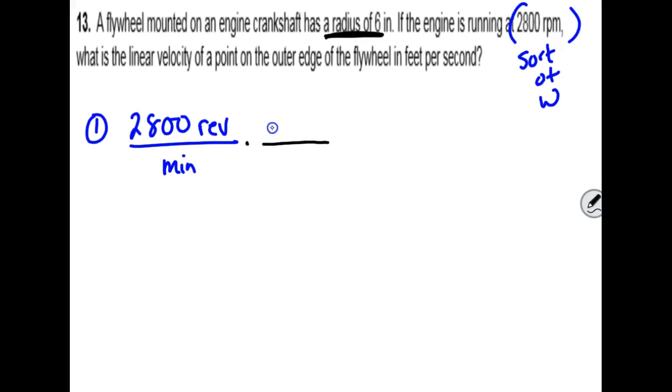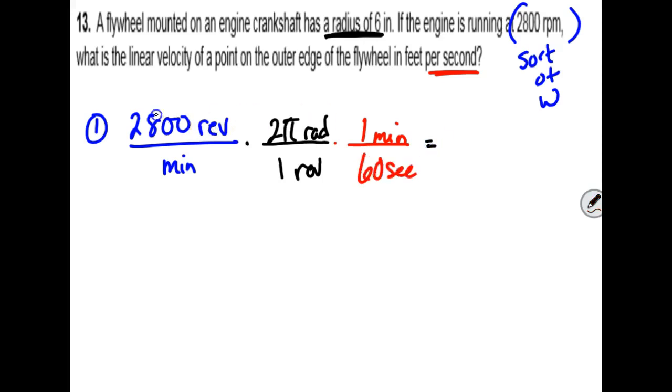So step 1. Right now I have 2,800 revolutions or rotations, either one, per minute. And then I kind of look ahead in the question. Obviously I need to convert revolutions to radians. So I'll go ahead and throw that down. But I think there's one more thing we need to take care of. If you look ahead in the question, it wants your final answer that we're going to get on part 2 in feet per second. So you also need to convert minutes to seconds. So 1 minute is 60 seconds.